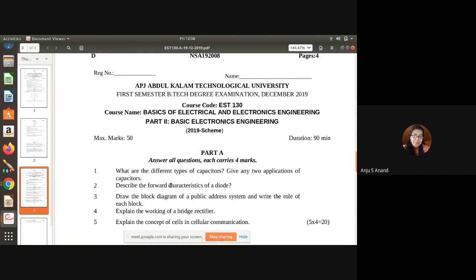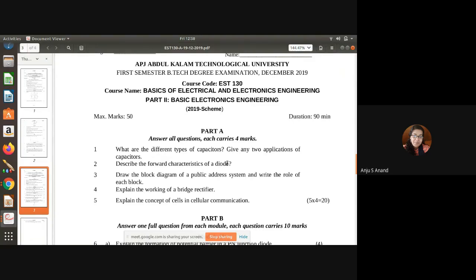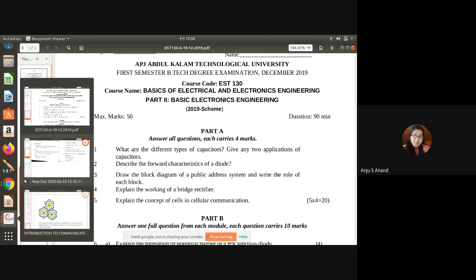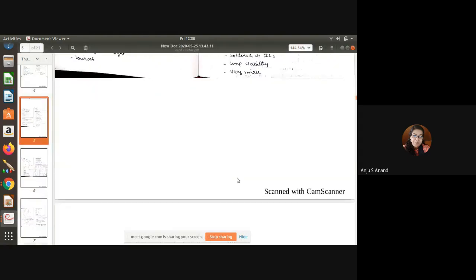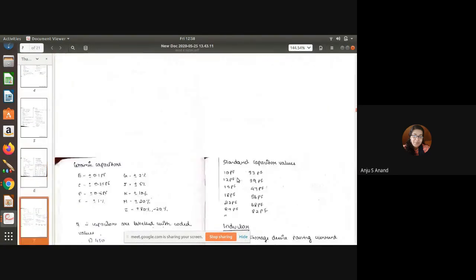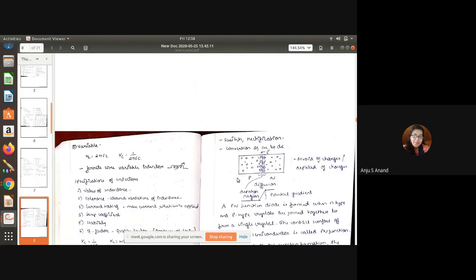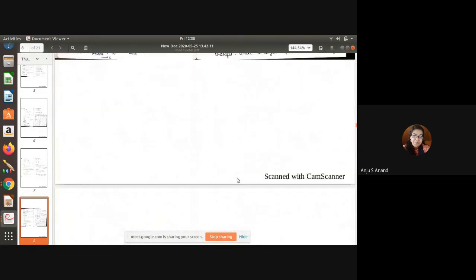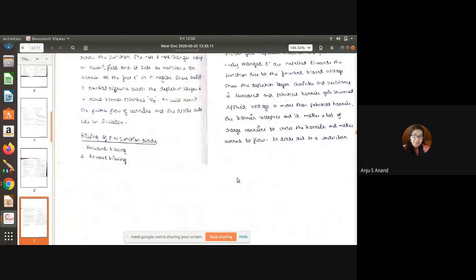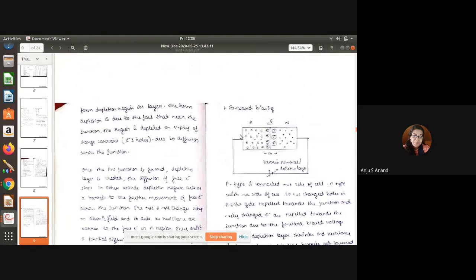Next is, describe the forward characteristics of a diode. That is also in the previously discussed topics, in the contact classes: forward biased characteristic, biasing of a PN junction diode. It was the forward biasing block sessions and how the working takes place.